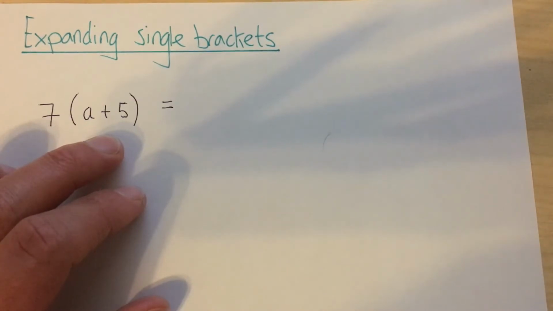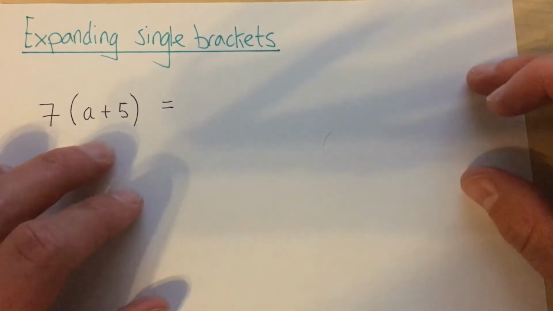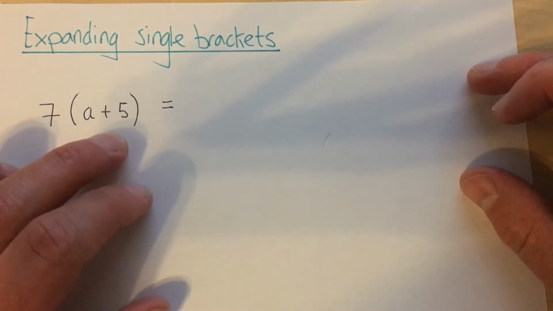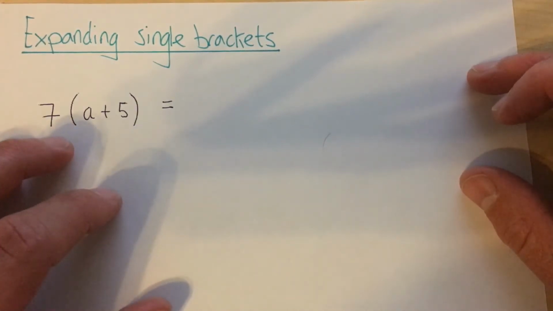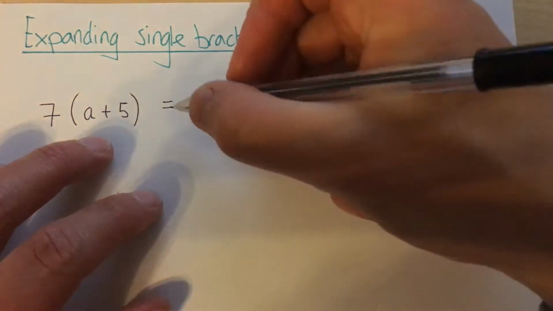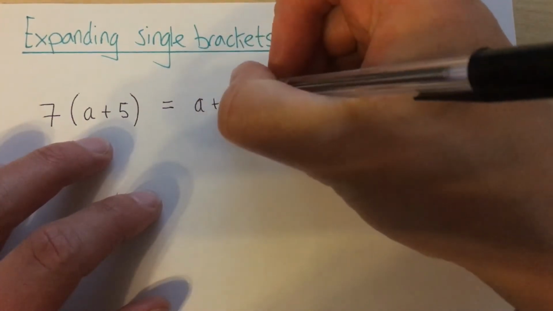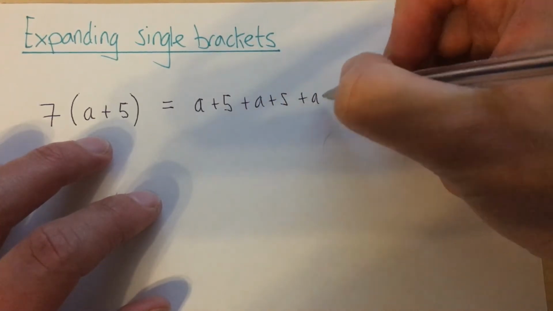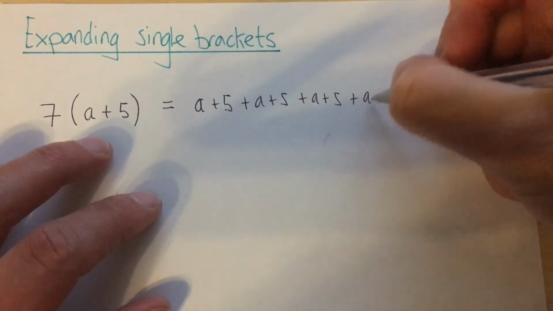Expanding single brackets. Here we have an example, 7 brackets a plus 5. Another way of saying this is 7 lots of a plus 5. So we would have a plus 5 plus a plus 5 plus a plus 5 plus a plus 5.